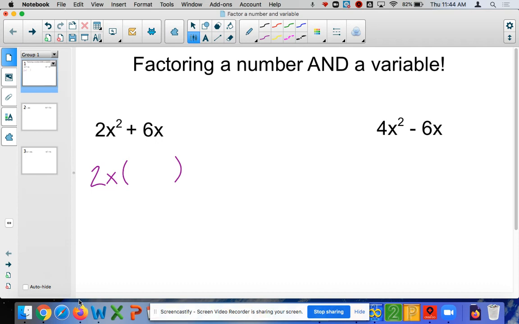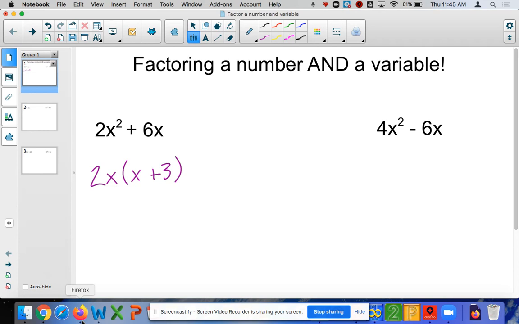When I factor 2x out of 2x squared, I've got to ask myself what's left over. In other words, 2x times what gets me 2x squared? Well, if I compare the two, between 2x squared and 2x, it's just missing one x, right? So I'm going to put an x in my set of parentheses. When I compare 6x and 2x, I've got to ask myself, okay, what do I need to multiply 2x by to get to 6x? And the answer is positive 3.